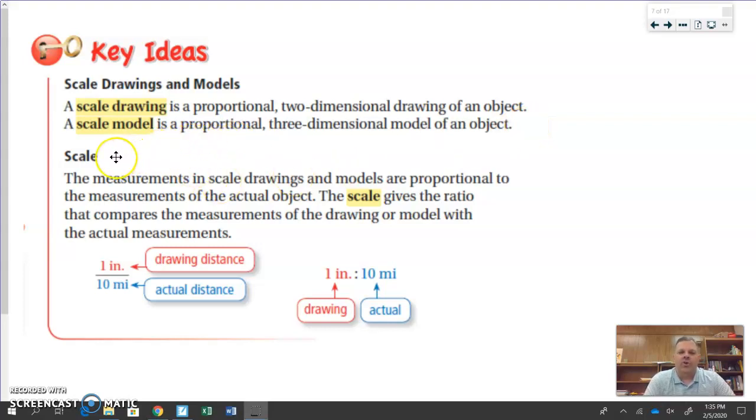One of the things that we have to know is that the measurements in scale drawings and models are proportional to the measurements of the actual object. The scale gives the ratio that compares the measurements of the drawing or the model with the actual. So you can see here the drawing distance is 1 inch. That actually means 10 miles. So our scale is 1 inch for 10 miles.